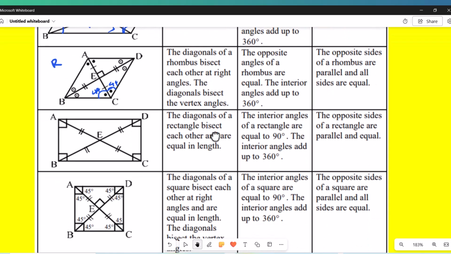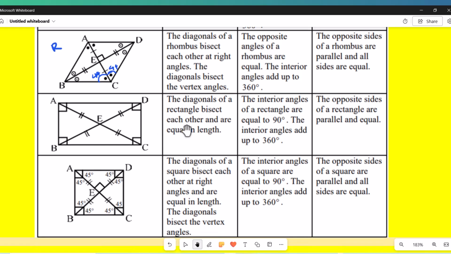Next. This is now a rectangle here. With the rectangle, what do we say? The diagonals of a rectangle bisect each other and are equal in length. Then the interior angles of a rectangle are equal to 90 degrees, and the interior angles add up to 360 degrees. Then the opposite sides of a rectangle are parallel and equal.